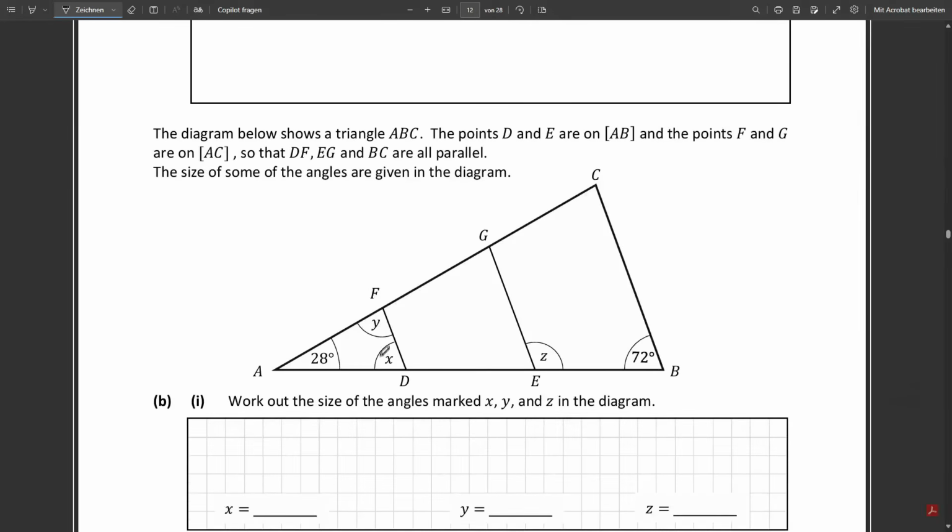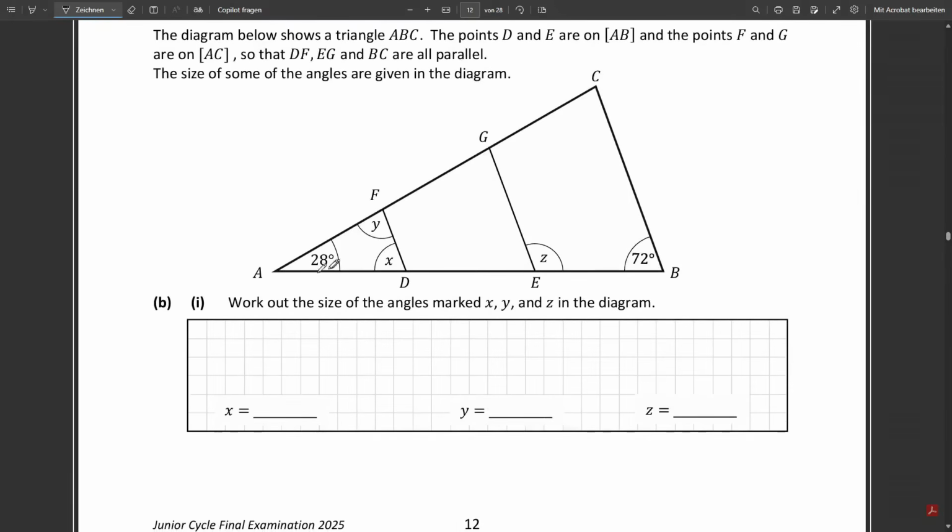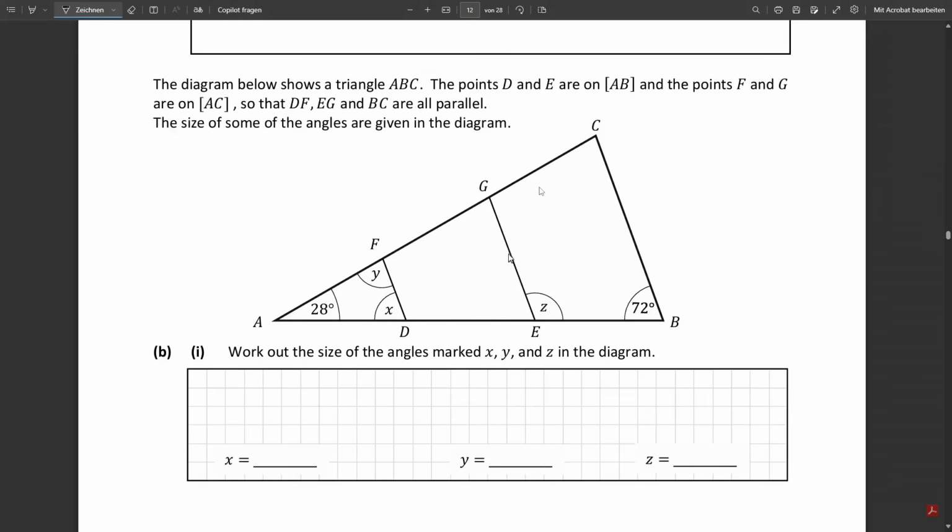Work out the angles marked X, Y, and Z. So you can see that because these are parallel, which I would draw with a little arrow, this angle here is going to be the same as X. So X is equal to 72 degrees. And I'd always give a reason why. So X is equal to 72 degrees, and that's because these are corresponding angles on parallel lines. So you can say because corresponding.